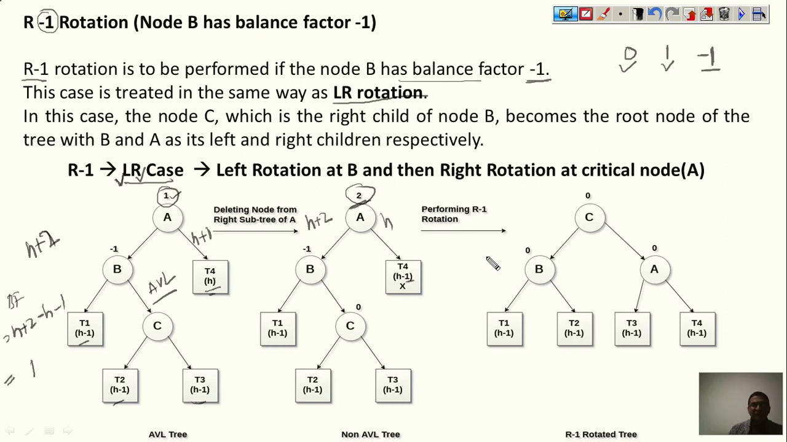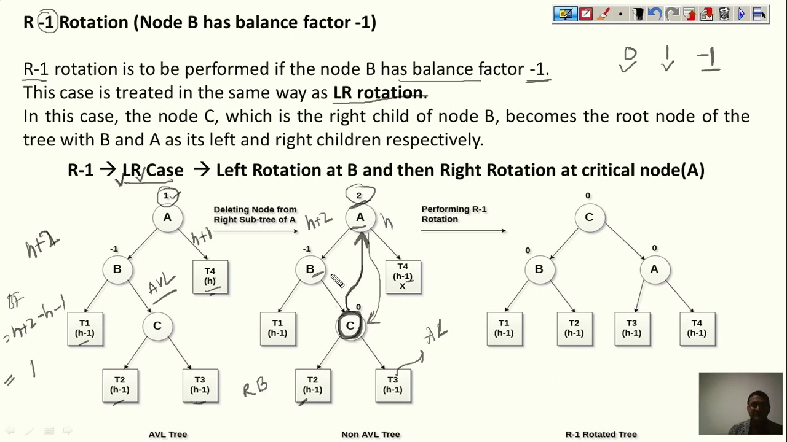One thing is, either you can do the LR case step by step, or if you are comfortable doing it directly, look at what is observed here: this is going to become the C part, the right child of B. When we are doing these kinds of rotations, our main focus is to find that A is the critical node and the left subtree root is B. When you find that B is minus 1, you look at the right child, and we call it C. Now this C will go to the root position, and A will become the right child of C. Also, the right child of C becomes the left child of A, and the left child of C becomes the right child of B.